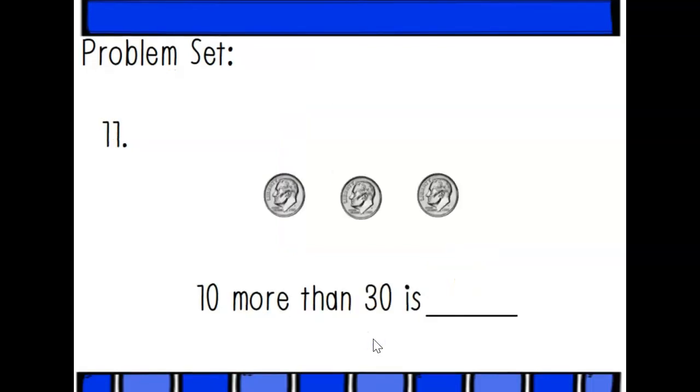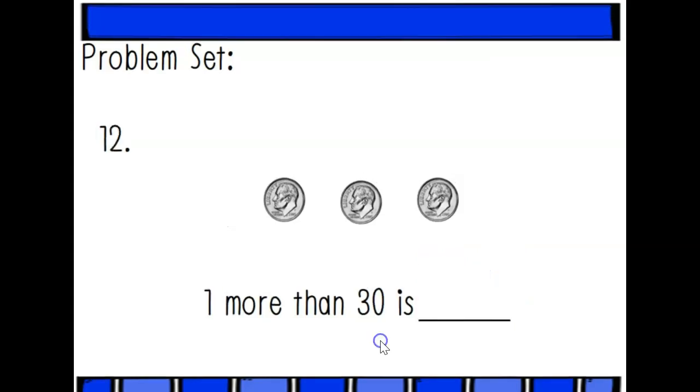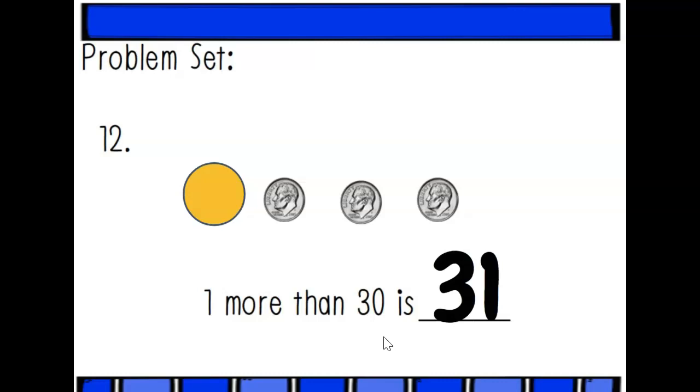All right, what is 10 more than 30? Did you say 40? I bet you did because you are just amazing. All right. What is 1 more than 30? And how would we draw this one? Oh, I draw a bigger circle so I know that it's a penny. And did you say 31? Oh my gosh, you are just incredible.